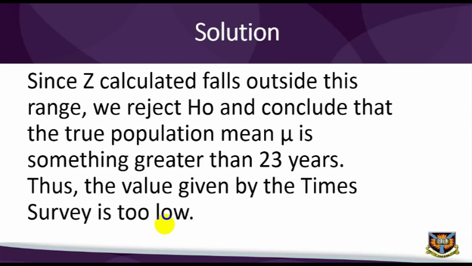Step 6. Compare calculated T with tabulated T. Since T calculated is less than T tabulated, that is 1.26 is less than 1.67, we accept H0 and conclude that the difference between the two means is only due to chance.